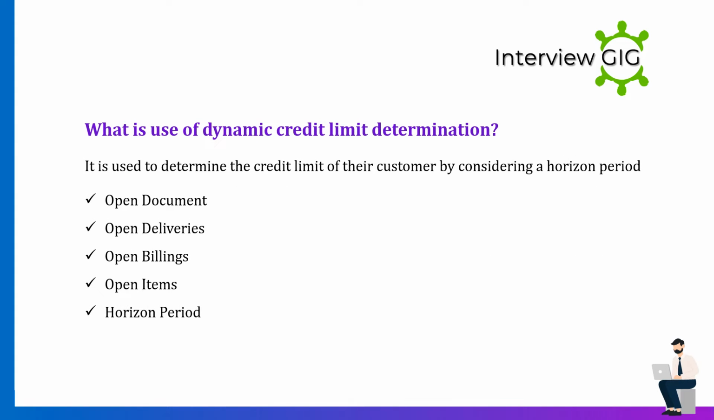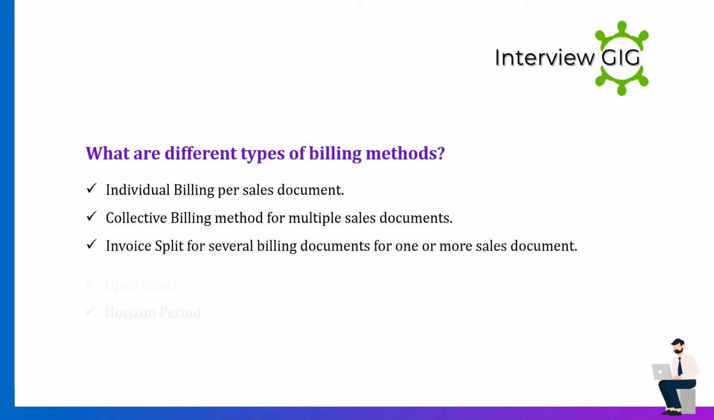What is the use of dynamic credit limit determination? It is used to determine the credit limit of the customer by considering a horizon period: open documents, open deliveries, open billings, open items, horizon period. What are the different types of billing methods? Individual billing per sales document. Collective billing method for multiple sales documents. Invoice split for several billing documents for one or more sales documents.